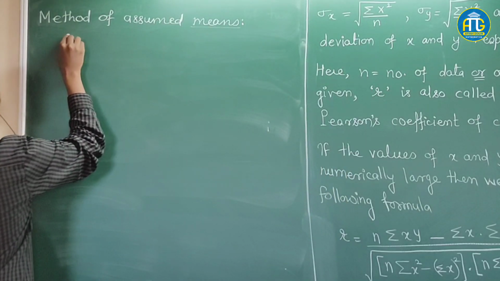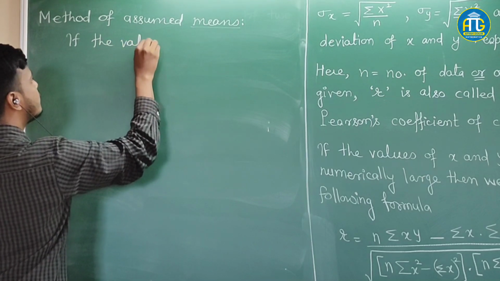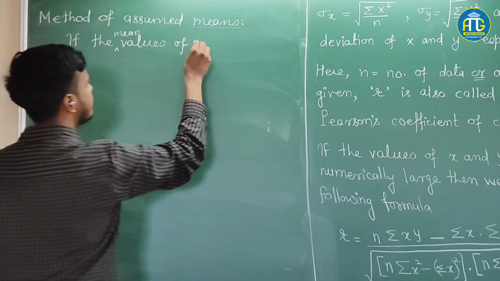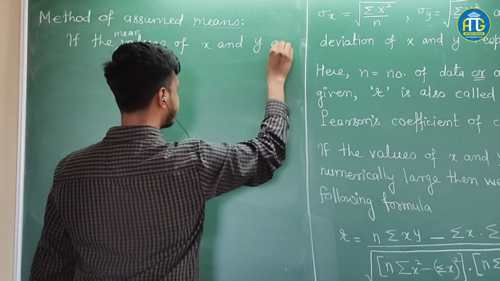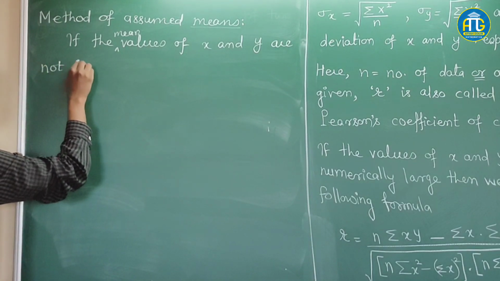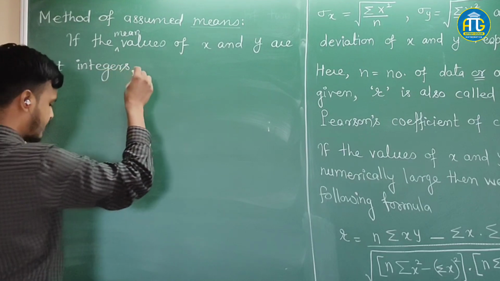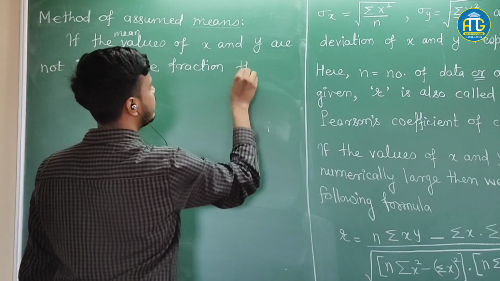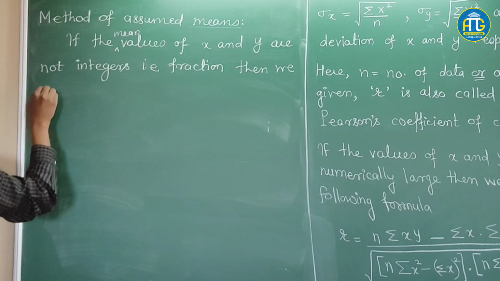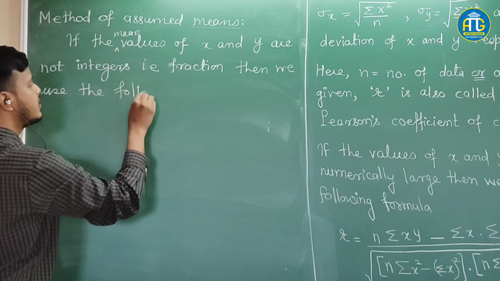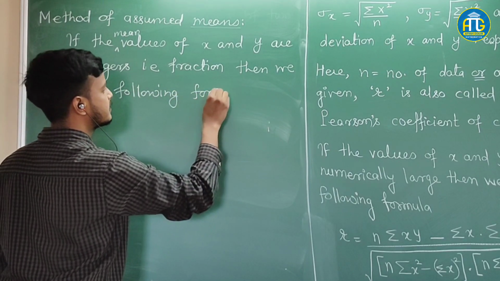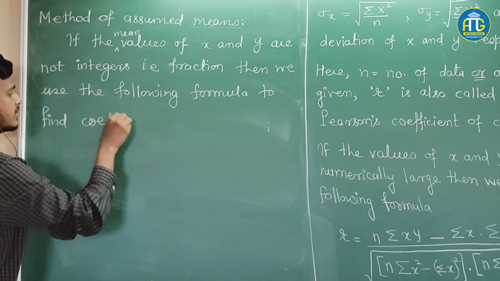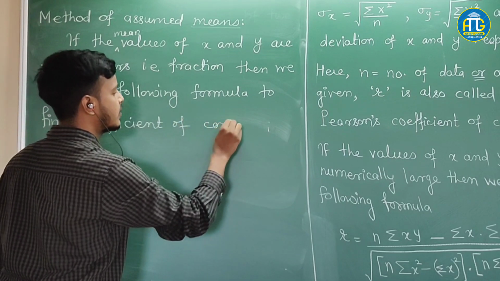So let me write it here. If the mean values of x and y are not integers, that is, fractions, then we use the following formula to find the coefficient of correlation.